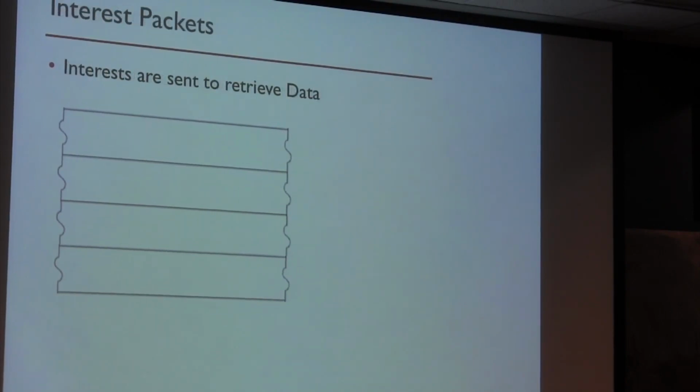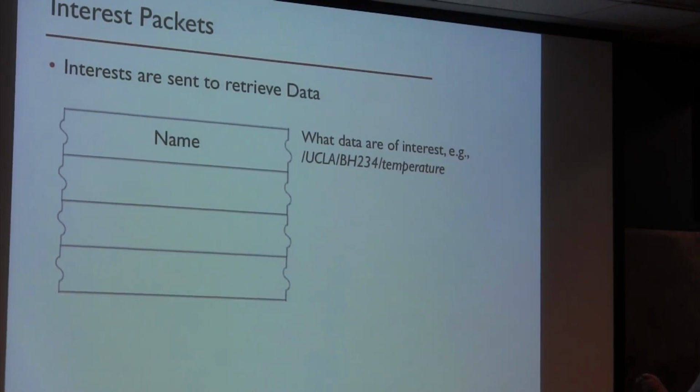And in order to get a data packet, you send an interest to say, I want a particular data. And of course, to do that, you put the name in the interest packet. And here I say, I want to have the temperature reading of UCLA Boulder Hall room 234. Okay. So that's my interest, that's my question to the network. And if everything goes well, of course, the data is going to come back.